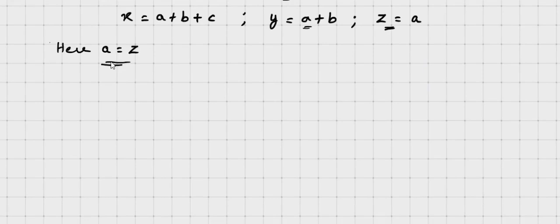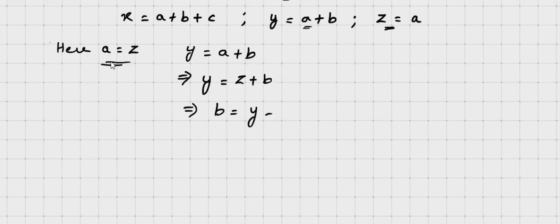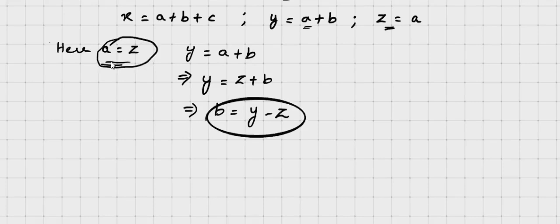Okay. Now y equals a plus b is what I have. So this implies y equals, the value of a is z, plus b. Okay. This implies b equals y minus z. Then similarly I have got the value of a there. Now the remaining thing is I have to find out the value of c. So I can utilize this equation. So there x equals a plus b plus c.